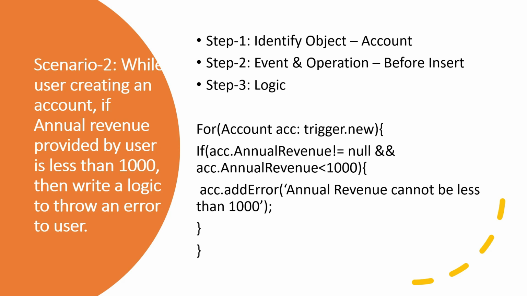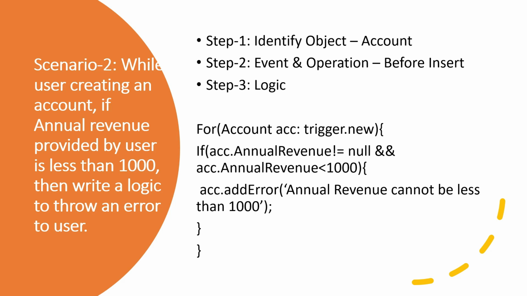Scenario 2: while a user is creating an account, if the annual revenue provided by the user is less than 1000, then write logic to throw an error to the user. Again, follow three steps. Identify the object, so it has to be account. Step 2, identify the event and operation, so it has to be before insert, and step 3 is logic. As I said, in before insert, Trigger.new will be available, and it has the new version of the sObject records that the user is entering.